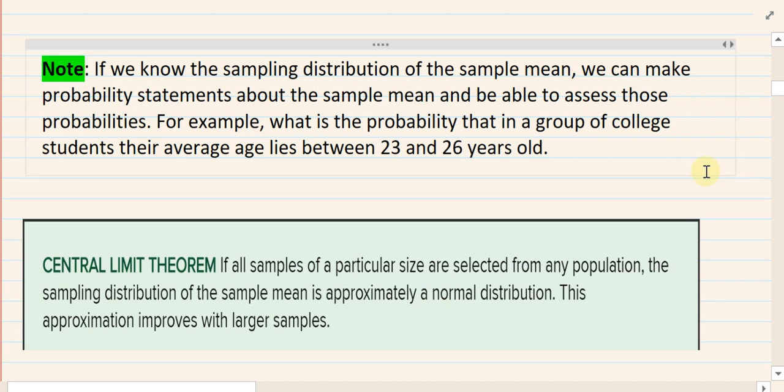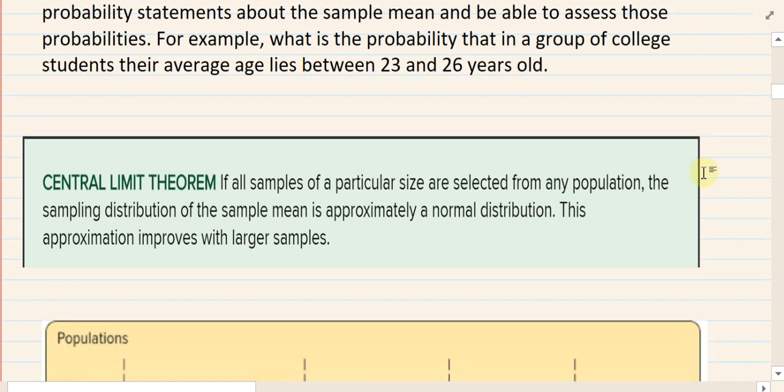We have one theorem in this course, and this is it. The central limit theorem, this is in your book. The central limit theorem pretty much lays out the shape and the parameters of the distribution for us. Here's what it tells us, and this has to do with the sampling distribution of x bar. The central limit theorem says if all samples of a particular size are selected.